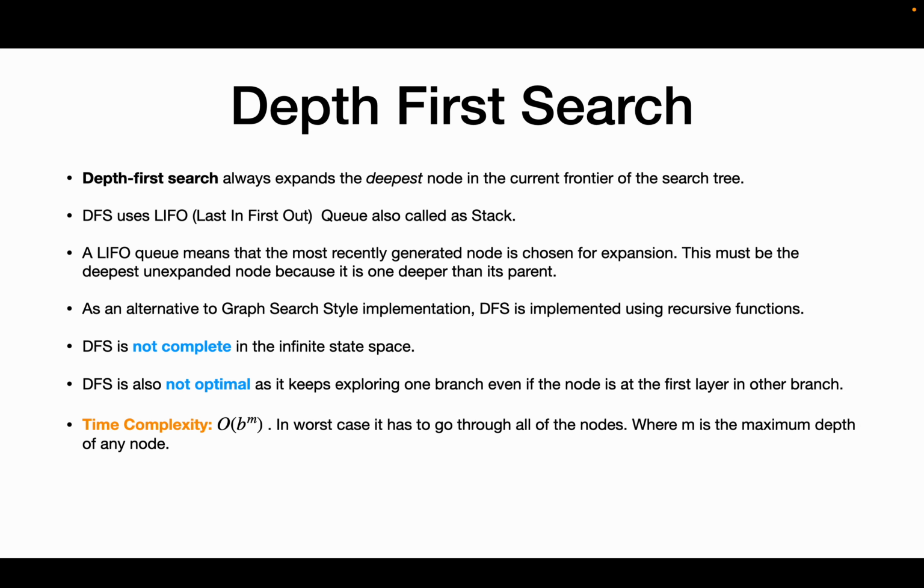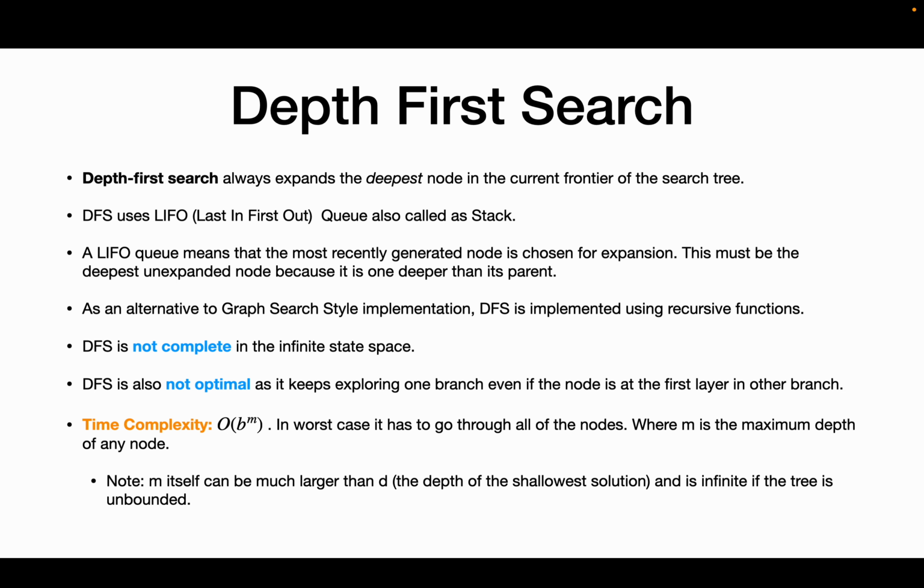The time complexity in the worst case is order of b power m, where b is the branching factor and m is the depth. Which means that in the worst case, if the goal is the last node, you have to pass through all the nodes before you reach the goal node.